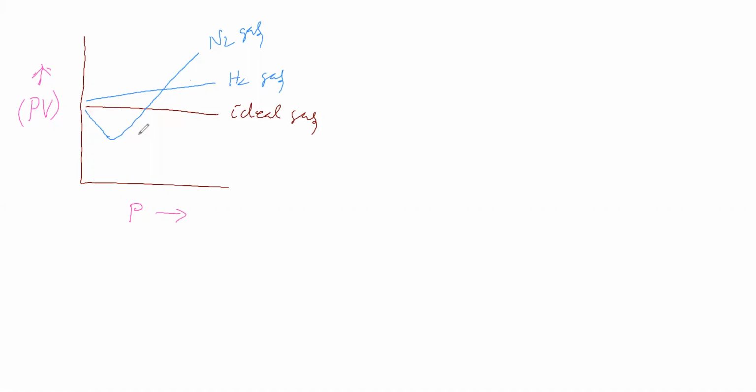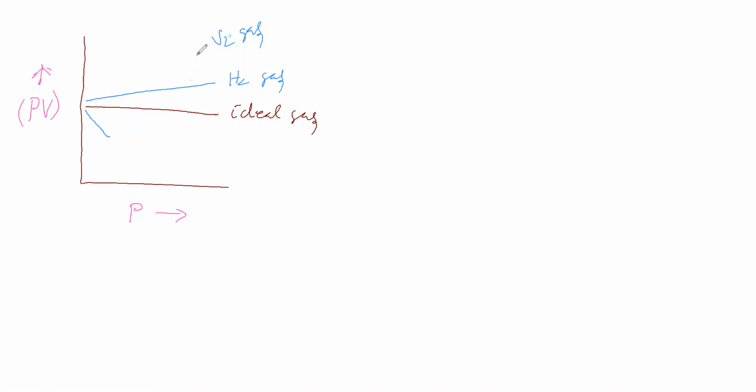Let us see, at this place nitrogen gas is deviating from ideal behavior. Here the deviation is one way. Here, the deviation is another way. So nitrogen gas is showing two types of deviations.